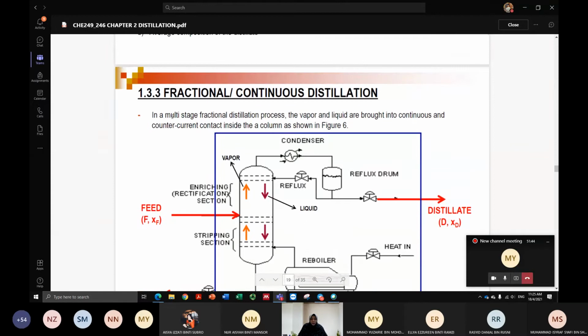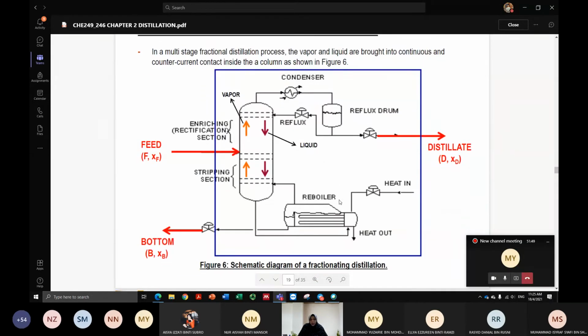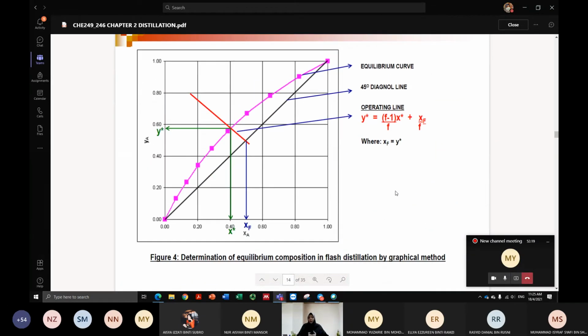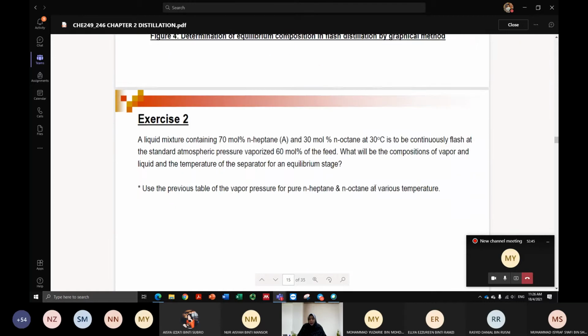So we're going to have a multi-stage fractional distillation column. Like what you have learned in the first section just now, which is the flash distillation column, where you are introduced to the operating line of a flash distillation column. You can remember the flow for flash again. For flash, you need equilibrium data, an equilibrium curve, a 45-degree line, and an operating line. Once you have these, you can solve the equilibrium composition of your flash distillation process.